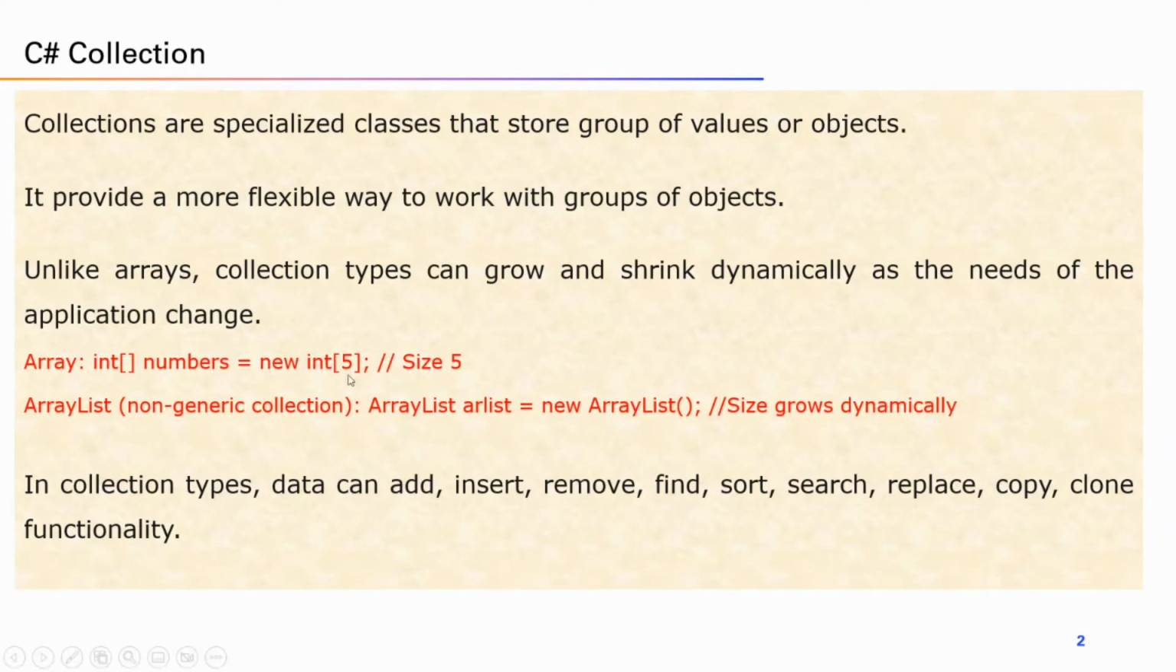For example, in this array declaration, the size of the array is 5. We cannot add more than 5 elements in this array object, numbers. But in an ArrayList, we can add as many elements as we want at runtime. In a collection, size will grow dynamically. In a collection type, we can use functionality like add, insert, remove, find, sort, etc.